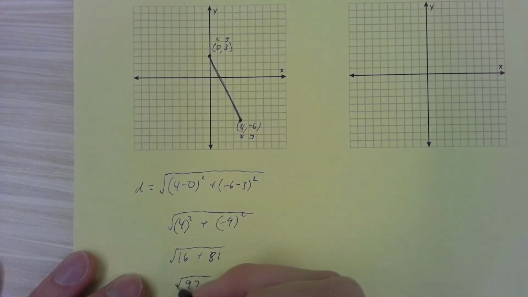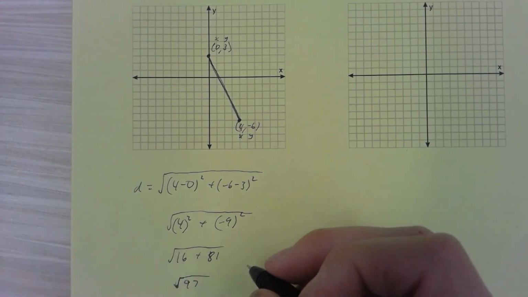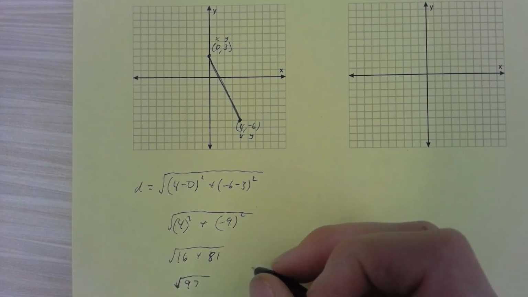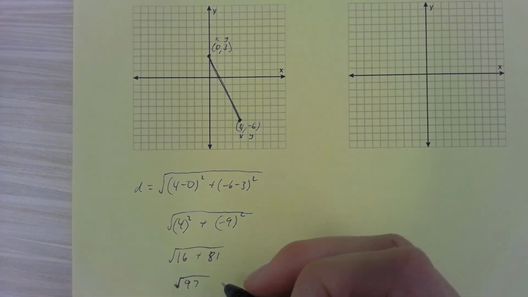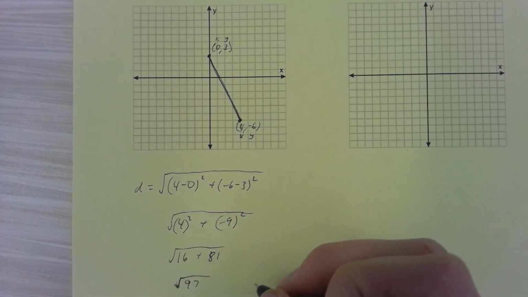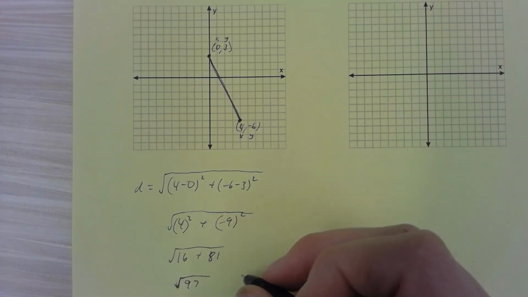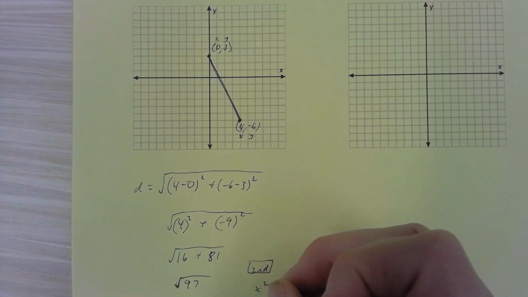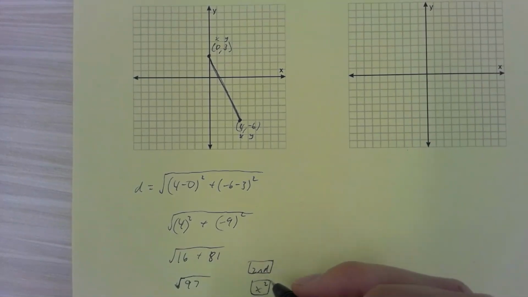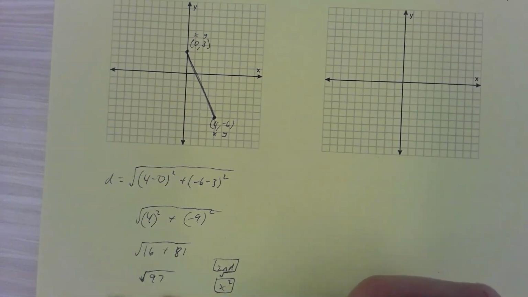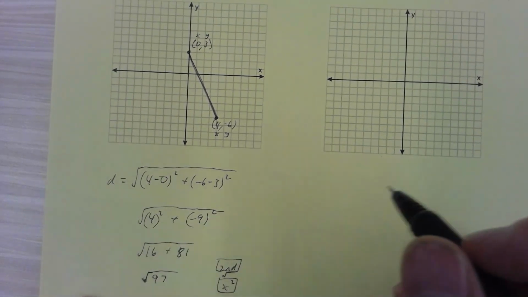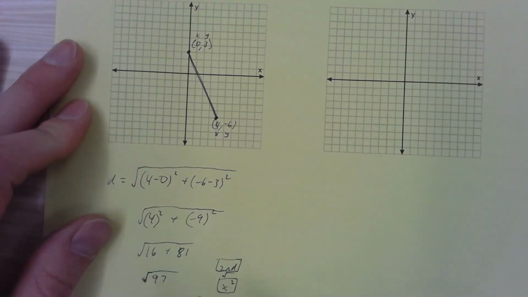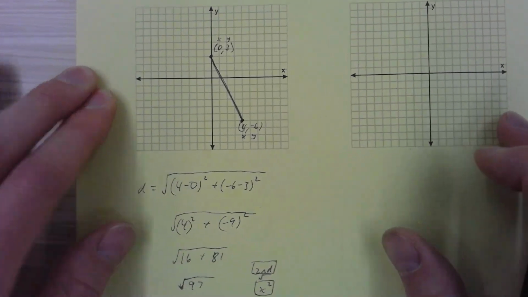And then we can plug the square root of 97 into a calculator. Actually, this is a simplified square root. If we want a decimal approximation, then we can plug it into our calculator. To get the square root sign in your calculator, you hit second and then the x squared button. That'll get you that little square root sign that's above the x squared. For now, I'll just leave it like that because I don't have my calculator on me.